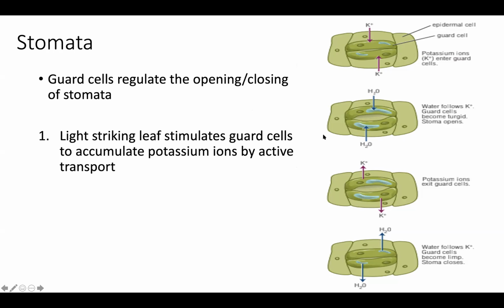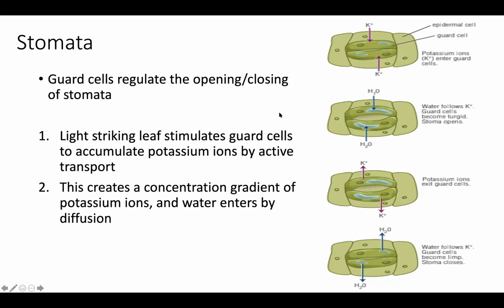So this is going to be active transport because of the concentration gradient within the guard cell and outside of the guard cell. There's going to be more potassium outside of the guard cell. So that's why it needs to spend energy to gather the potassium ions into the actual guard cells themselves. Okay, so that's step 1. So light striking the leaf gets the guard cells to accumulate potassium by active transport.